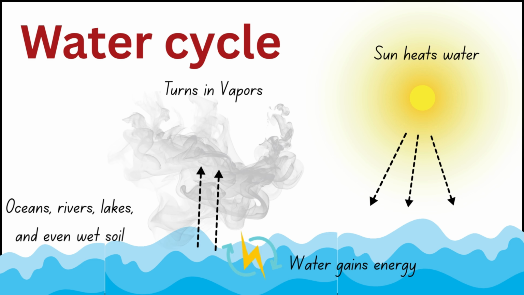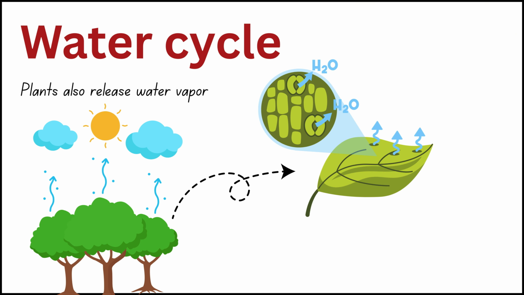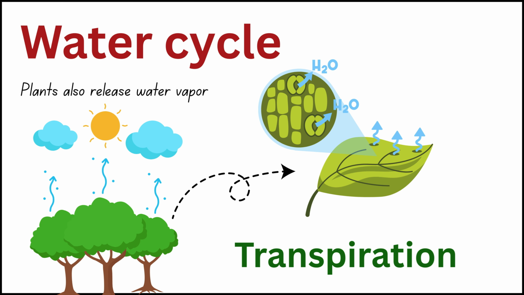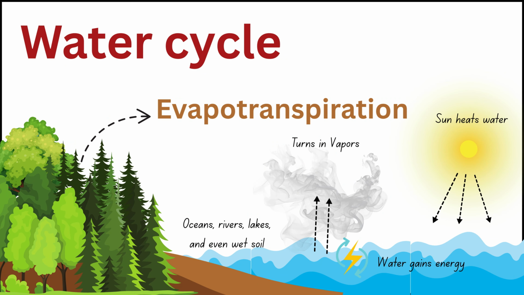This vapor rises upward into the atmosphere, but evaporation isn't working alone. Plants also release water vapor through their leaves, a process called transpiration. Together, evaporation and transpiration are often called evapotranspiration, and they release massive amounts of moisture into the air every day. This rising vapor forms the moisture needed for cloud formation. Without evaporation, the rest of the cycle wouldn't exist.